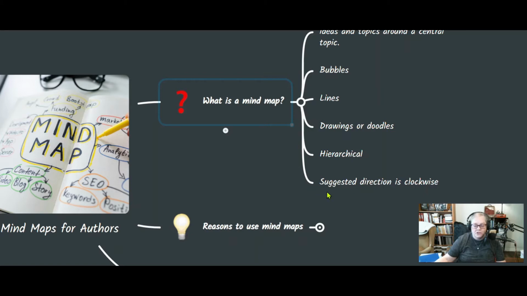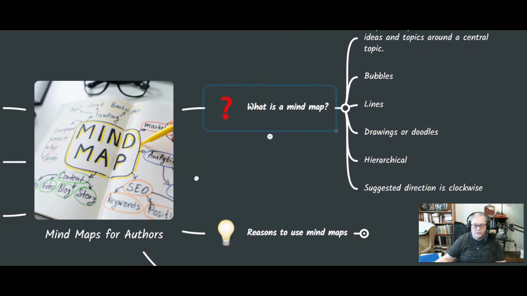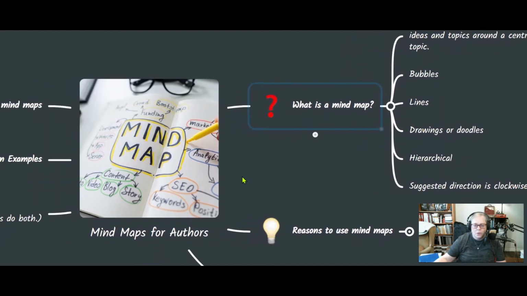The suggested direction is clockwise. That's kind of a tradition. Start at 1 o'clock and work around to 12. And there you go. That's what a mind map is. And now we're going to discuss the reasons to use them.